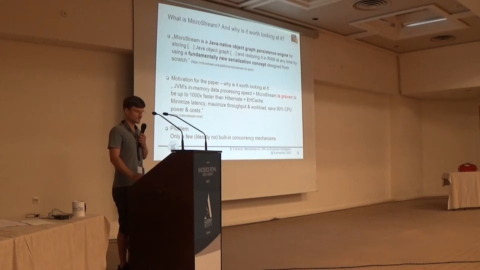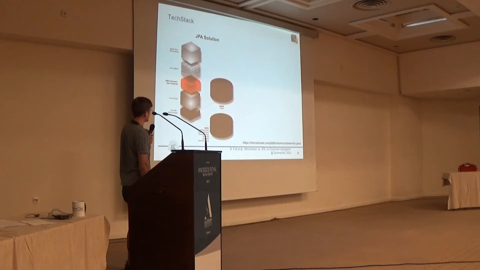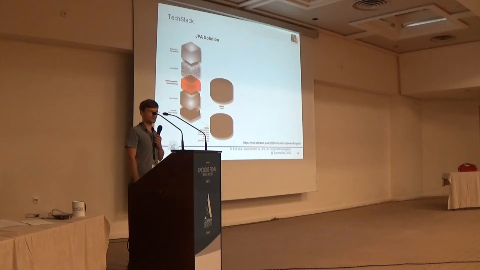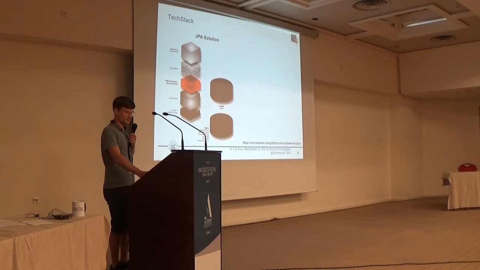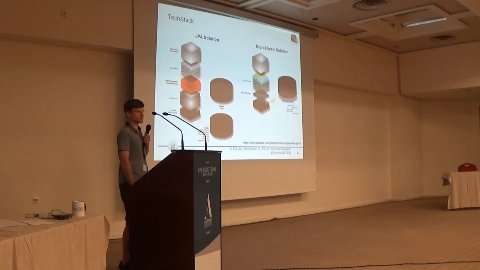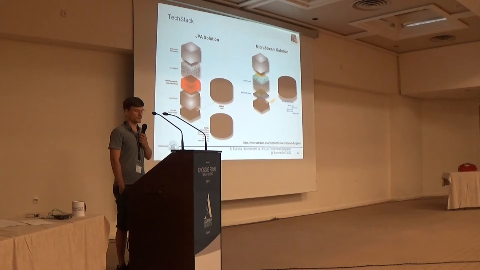When looking at the typical tech stack of a JPA-based application, only the red part is interesting: we have this object-relational mapping framework to get the objects into relations, into the database. All of you may know the impedance mismatch, so this costs time and performance. What MicroStream did is they used a Java object graph without needing a mapper here. So they store the graph in their own custom format.